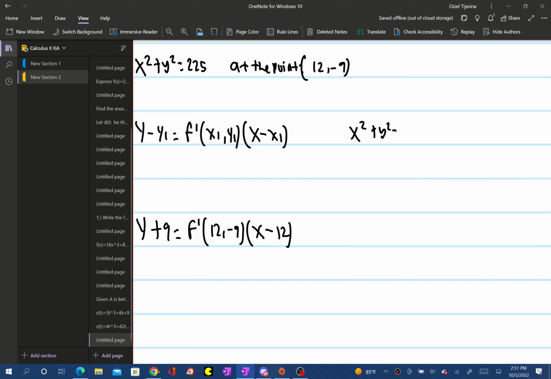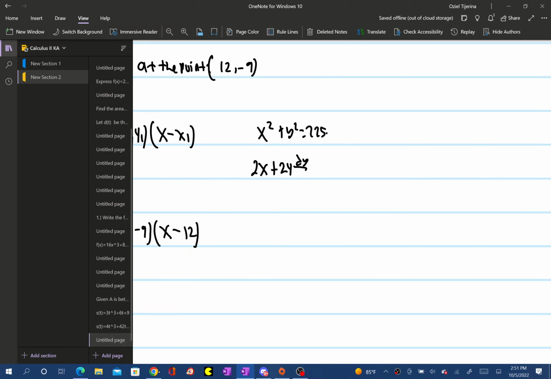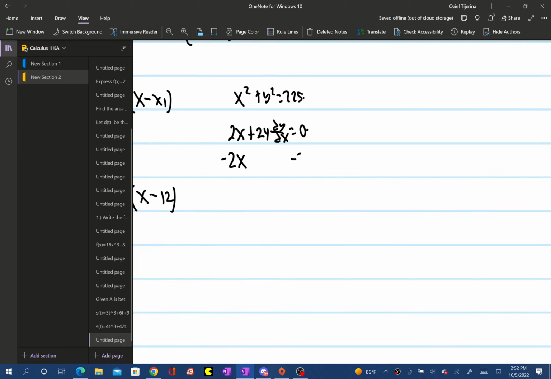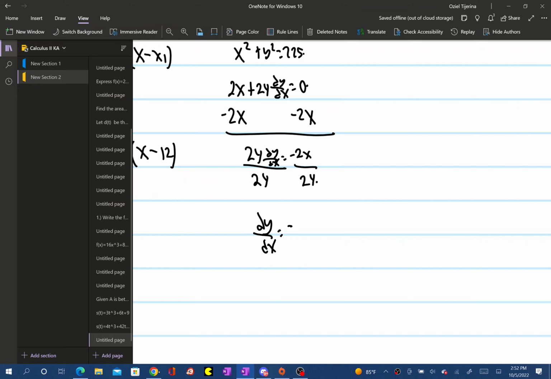2x plus 2y dy/dx equals 0. And then we're going to subtract 2x, so we get 2y dy/dx equals negative 2x. Then we divide by 2y, and we get that dy/dx equals negative x over y. So then we have f prime at (12, negative 9). So f prime of (x, y) is negative x over y.